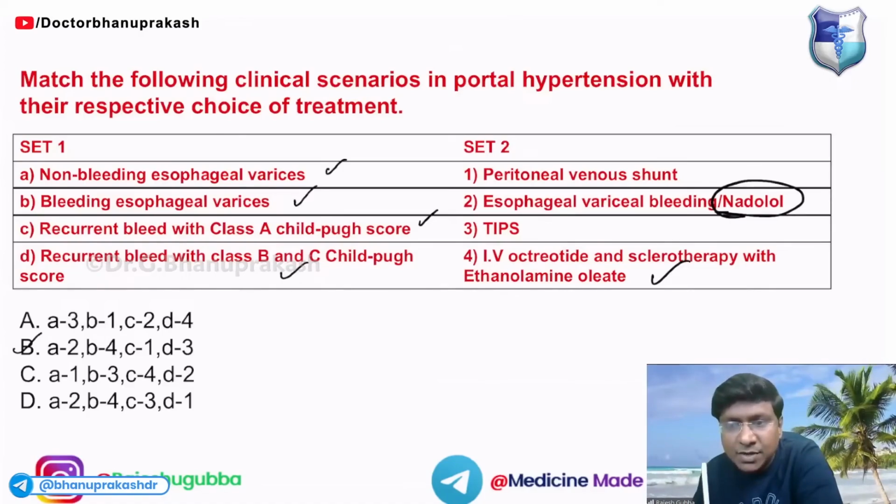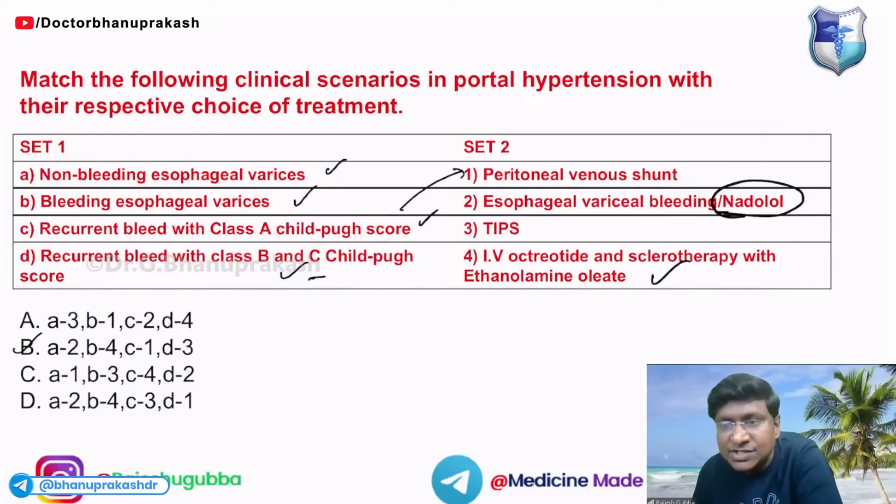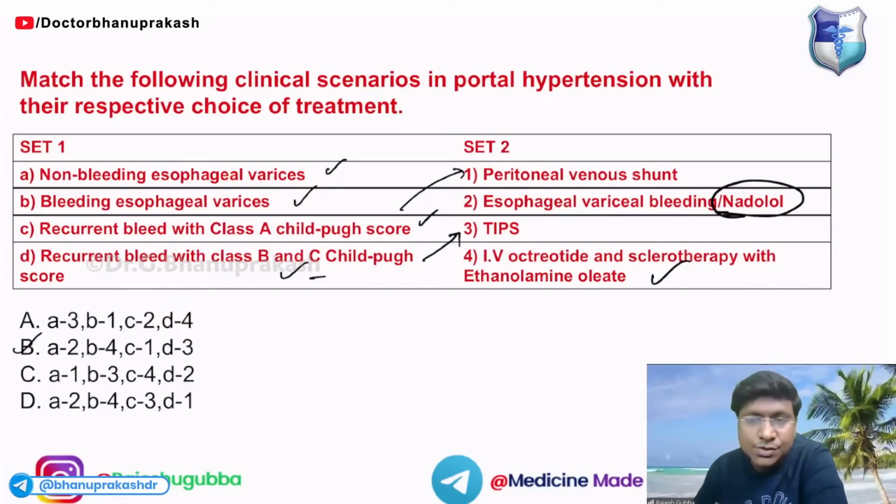Those individuals who have recurrent bleed with class A Child-Pugh, in them the peritoneal venous shunt has to be done. But in those with recurrent bleed with class B and class C Child-Pugh, you have to do TIPS. So this is about how the questions can be framed. This is a question on one of the complications of cirrhosis of liver, that is portal hypertension.